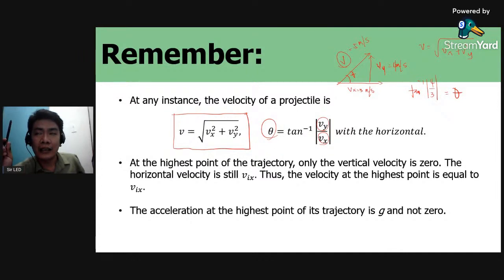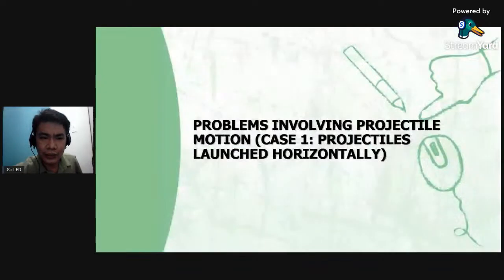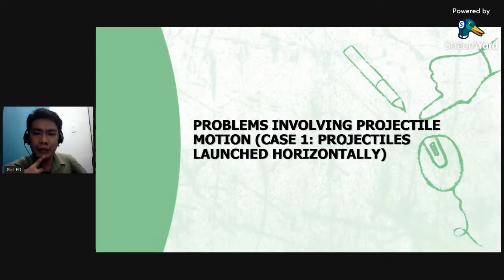The horizontal velocity is what is being referred to here. Thus, the horizontal velocity at the highest point is equal to v sub ix, while the vertical velocity is 0. And the acceleration at the highest point of its trajectory is g and not 0. Okay? So, having these concepts, we will now be solving problems involving projectile motion. Case 1, in which the projectiles are launched horizontally.